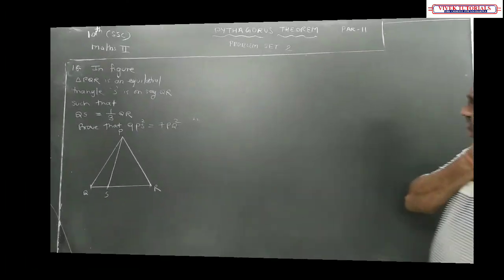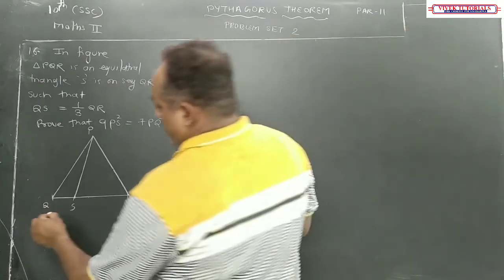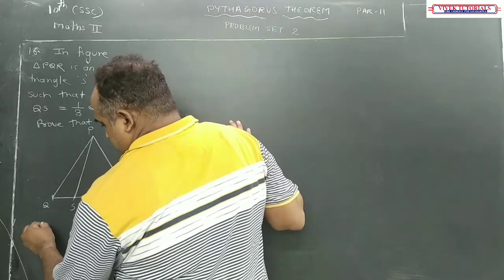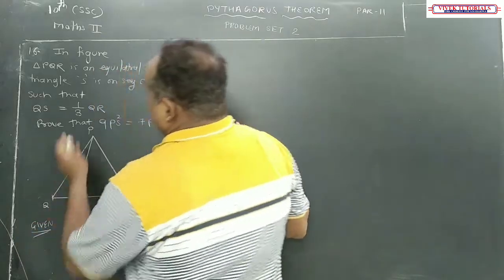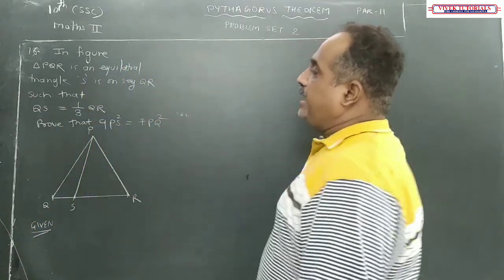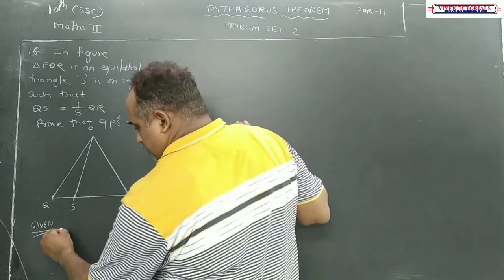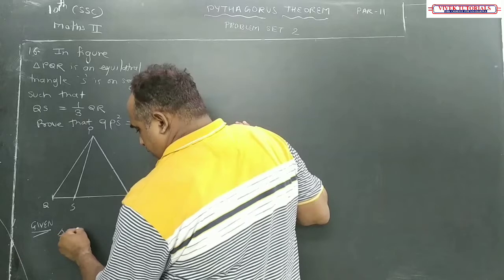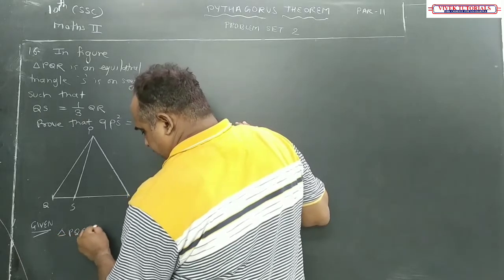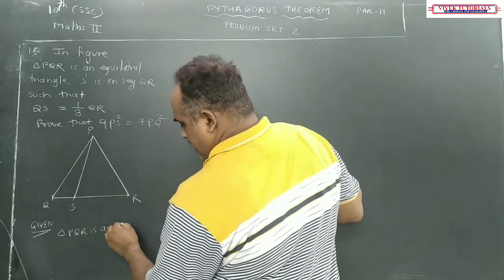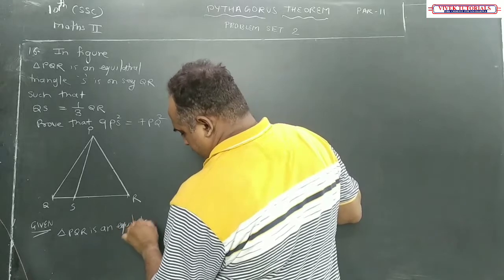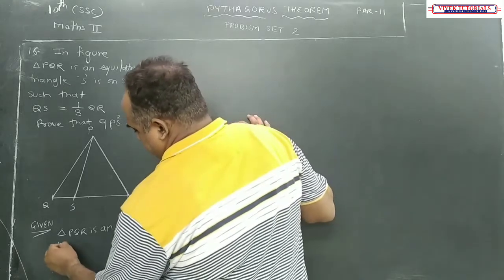Question number 16. What is given to you? Given in figure, this triangle PQR is an equilateral triangle. So, triangle PQR is an equilateral triangle.